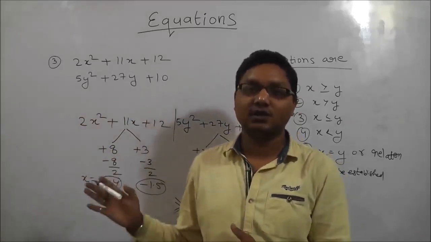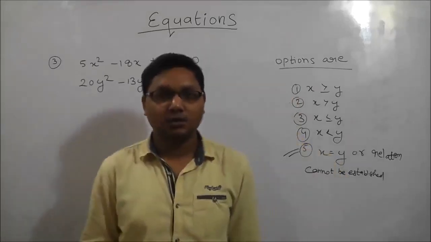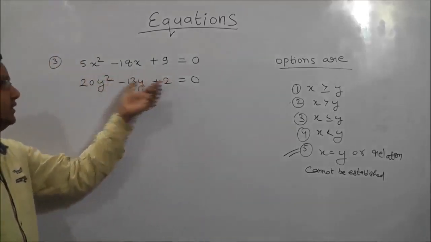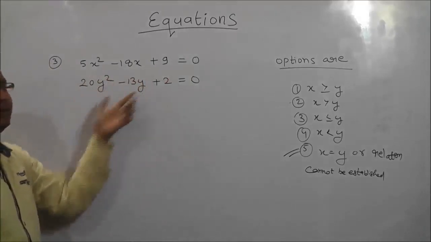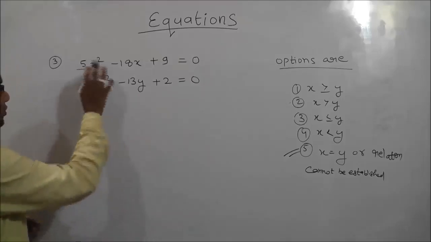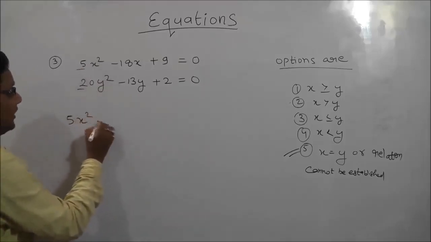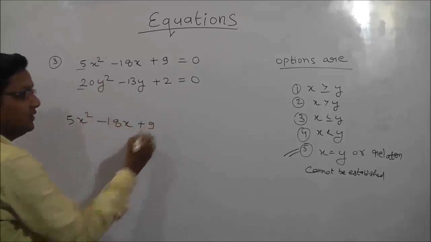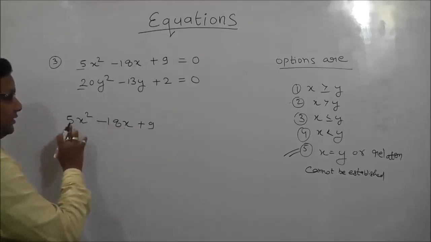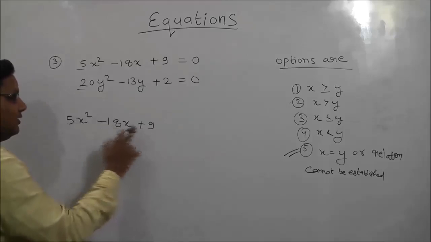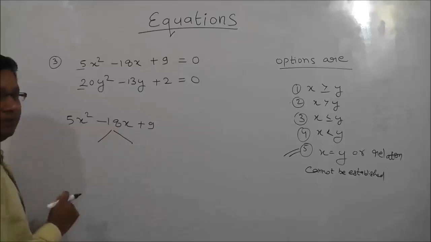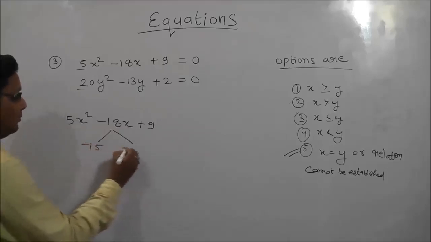Let us see the next question in which a is present: 5x square minus 18x plus 9 and 20y square minus 13y plus 2. In this question also a is present. The first equation is 5x square minus 18x plus 9. We have to divide minus 18 so that the multiplication is 5 into 9, that is 45. How to divide? 15 and 3, so minus 15 and minus 3.